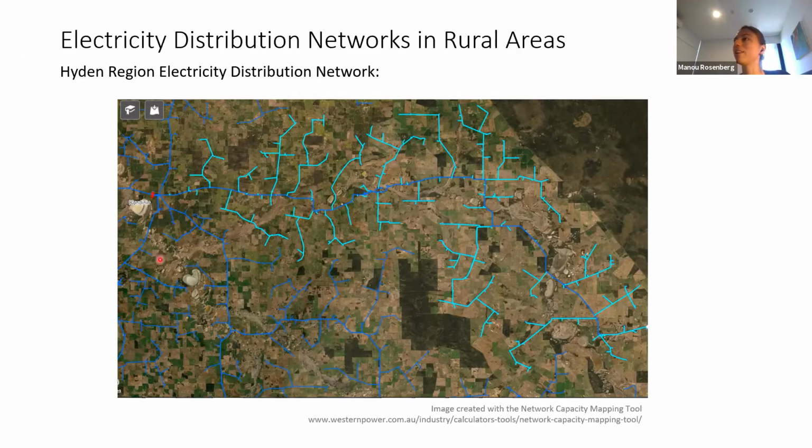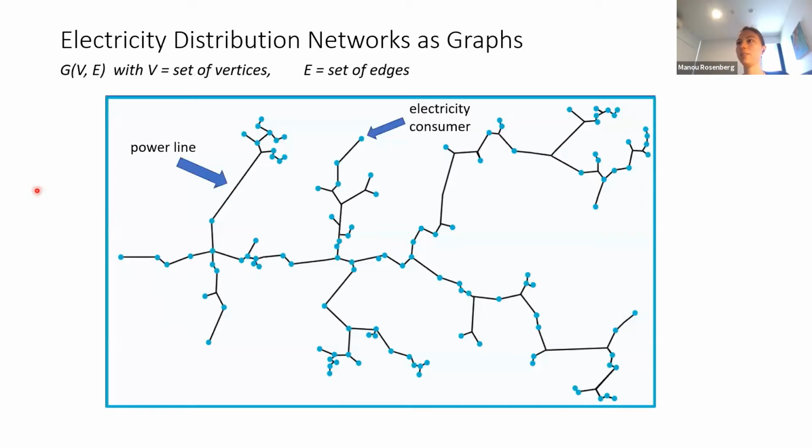so we don't have any cycles. So when I want to represent the problem, I'm looking at a graph that consists of nodes and edges, or vertices and edges, where the edges represent my power line connections, and the nodes are usually electricity consumers or substations.